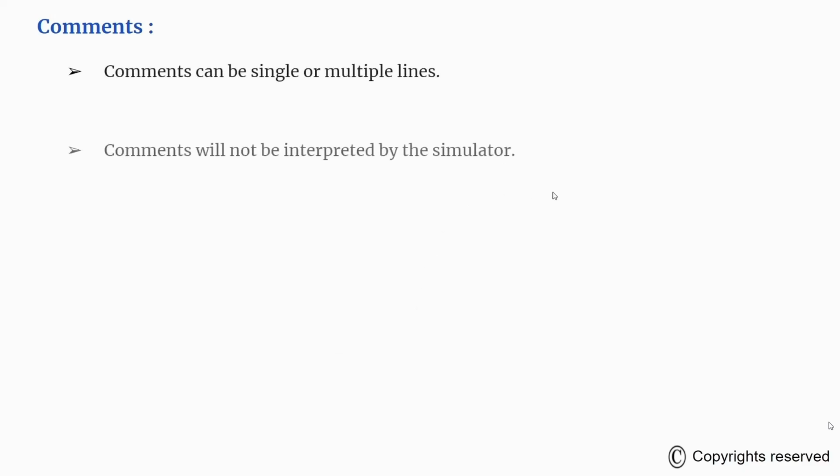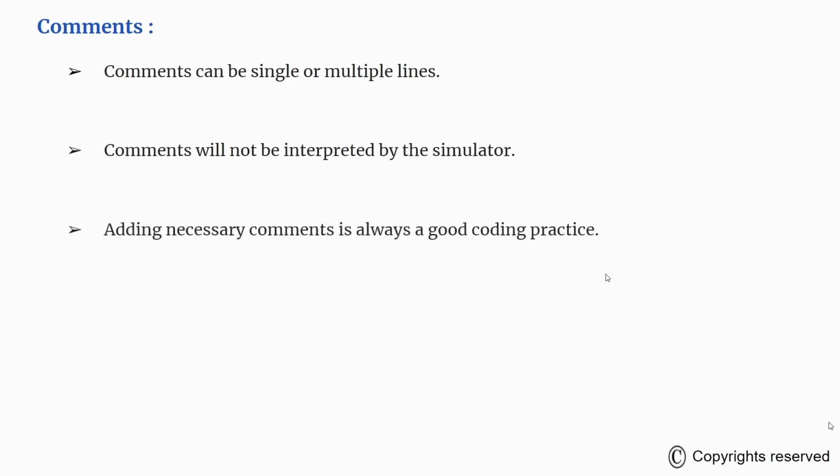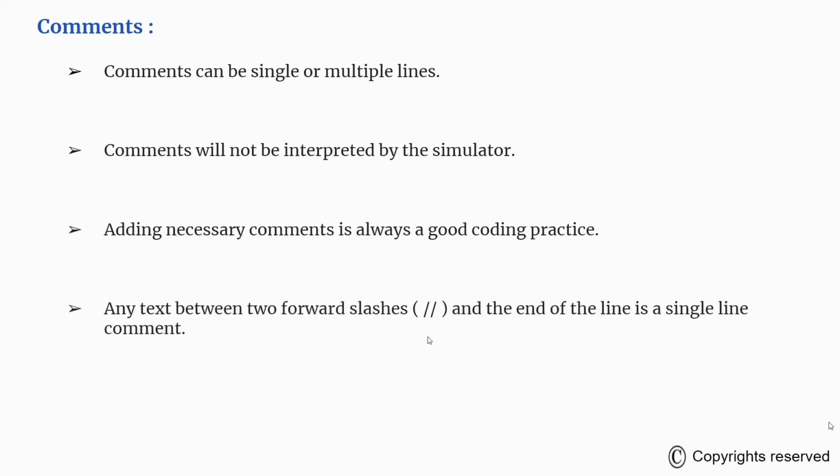Comments. Comments can be either single line or multiple lines. Comments are something that are not interpreted by the simulator. They are just written in the code so that we understand the code better. Adding necessary comments is always considered a good coding practice because if you look at your code after a week or a month, you can understand it much more simply with the help of comments. For a single line comment, just add two forward slashes and write down your comment. If you have to write a multiple line comment, you have to begin with a forward slash followed by a star and terminate with a star and then a forward slash.